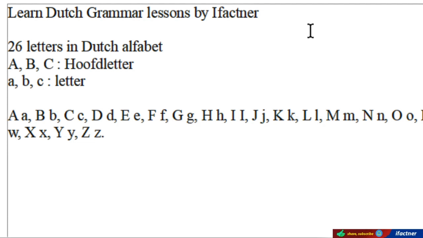And in Dutch, you will observe that usually we use ij, that is I and J, and it is pronounced just like it makes a sound of Y, ei.